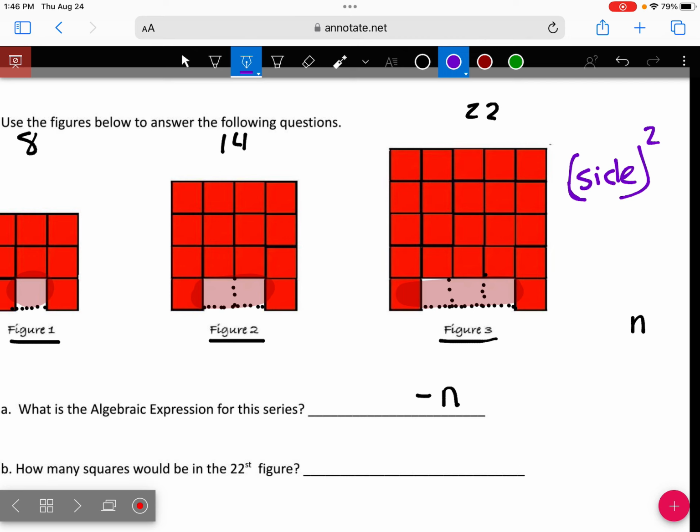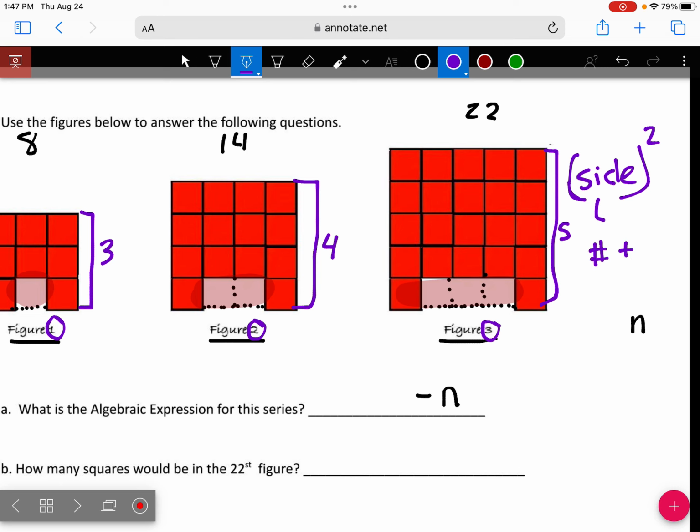What is the length of the side? So what's the length of this side? 3. What's the length of this side? 4. What's the length of this side? 5. Can I relate those to these numbers somehow? Plus 2. Good catch. So the side I can write as whatever my number is, plus 2. So we can write this as n plus 2 squared gives us the big red shape. The hole in the bottom comes from the minus n.